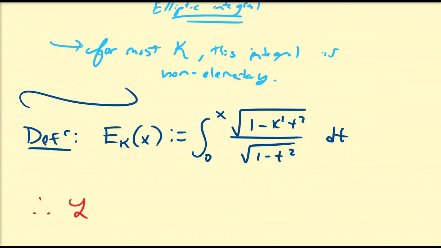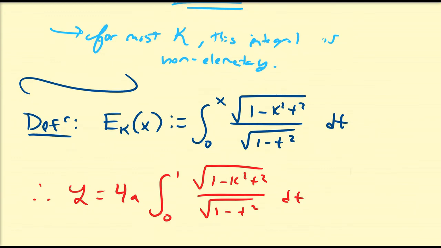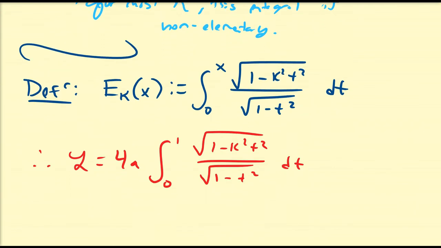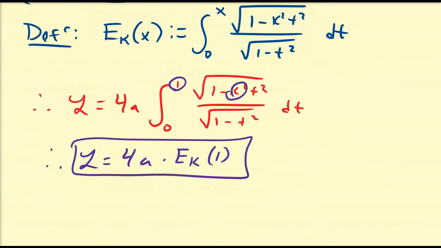Therefore, the arc length that we were interested in finding before, which was equal to 4a times the integral from 0 to 1 of the square root of (1 minus k squared t squared) all over the square root of (1 minus t squared) dt, is precisely equal to the elliptic integral with parameter k evaluated at x equal to 1, right? So that means the arc length is given by 4a times the elliptic integral evaluated at 1, where k is defined to be the function of a and b as defined before, right?